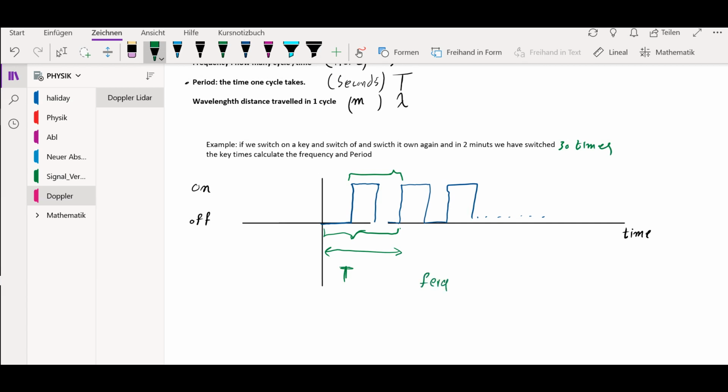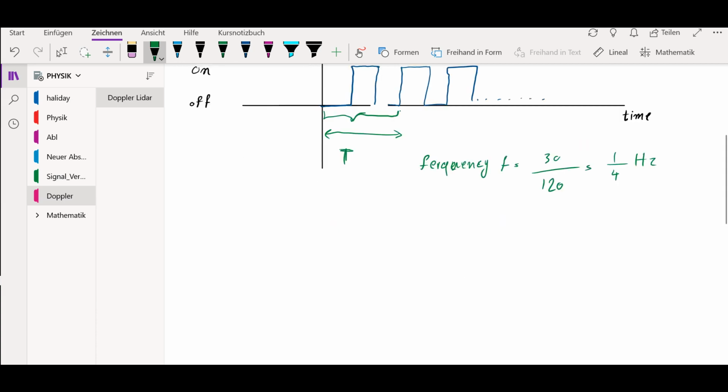Let's calculate the frequency. We show it with either mu or with this one, and it is the cycles, 30 times, divided by 120 seconds, which would give me 1/4 of a hertz. I show hertz with big H and a small z. My period is 1 over frequency, which would be 4 seconds.